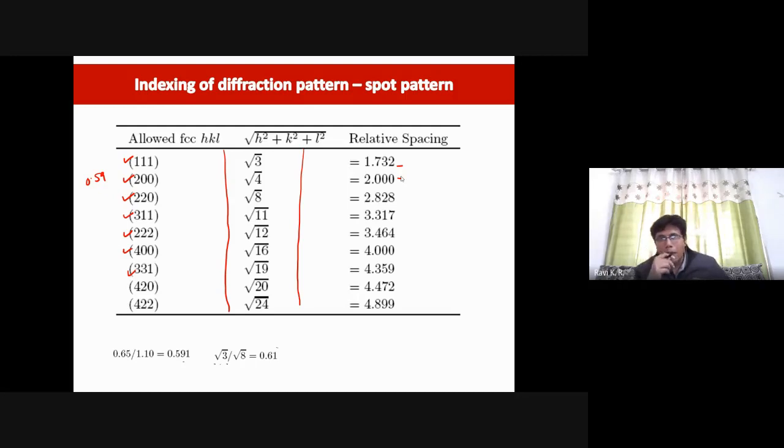Because this is what we have calculated. It means this is actually your h square plus k square plus l square value. Okay, what is this value? You compare these two values. 0.866. But that is not correct.